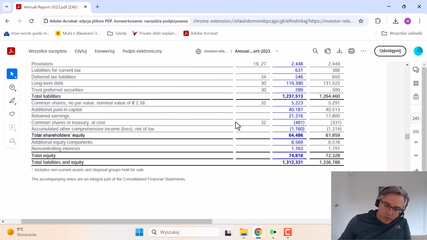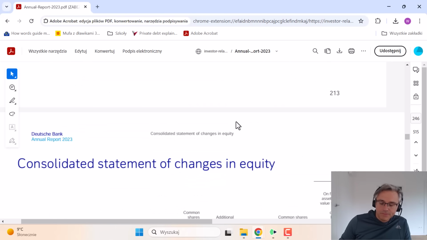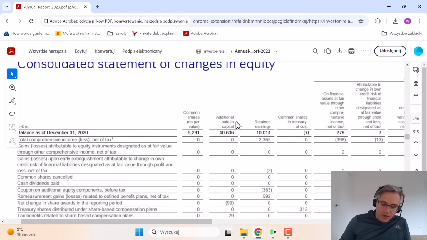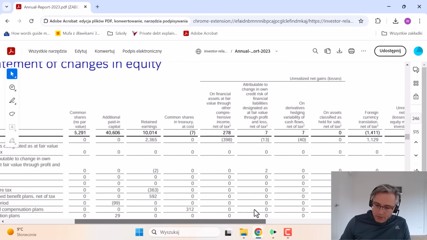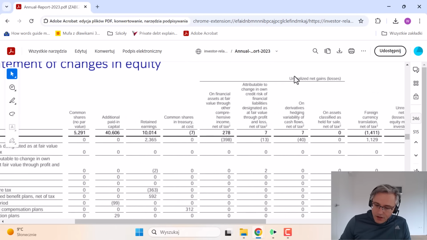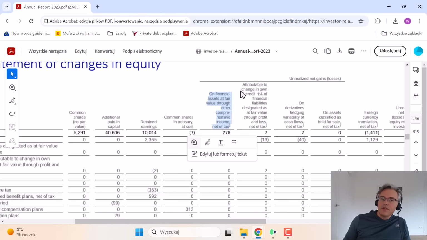And when we go to this bank's statement of changes in equity, you will see that one of the reasons for changes in equity to happen are unrealized gains or losses, we see this at the top, on assets at fair value through other comprehensive income. So you see that this contributes to changes in equity.